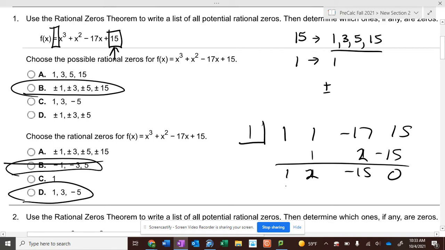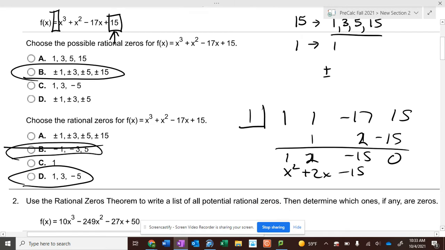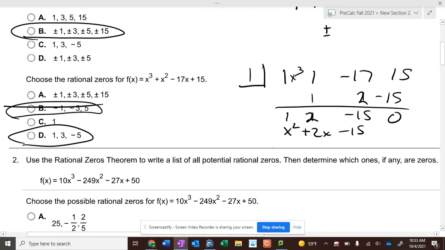But if you didn't know that, this would be 1x squared plus 2x minus 15, correct? Since this was x cubed. Then I just factor that into x minus 3 and x plus 5, which would give you a negative 5, a positive 3, positive 1 for roots. Okay?